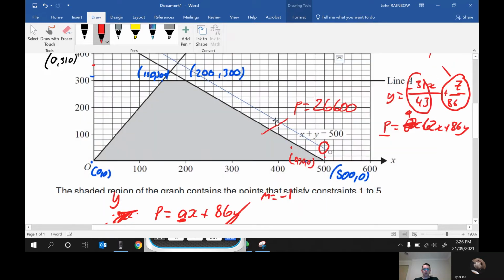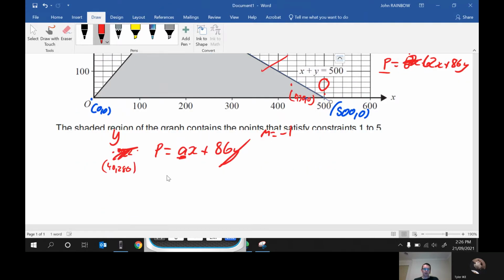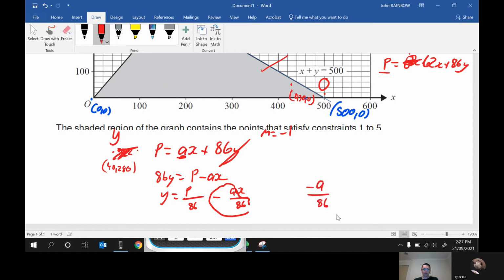But in terms of the actual line that we're thinking about, how we're going to prove that mathematically is we're going to rearrange it in terms of y. So we've got 86y equals p minus ax. You happy with that? Yeah. So y equals p on 86 minus ax on 86. So now we've written this in terms of y equals mx plus c, right? Our gradient is, for our objective function, correct?